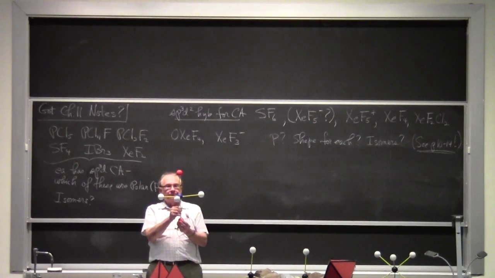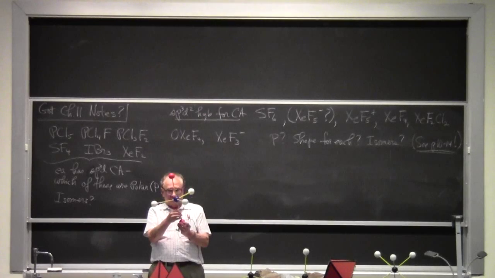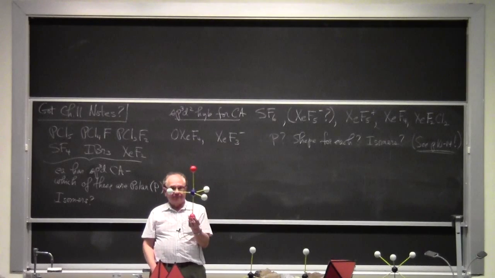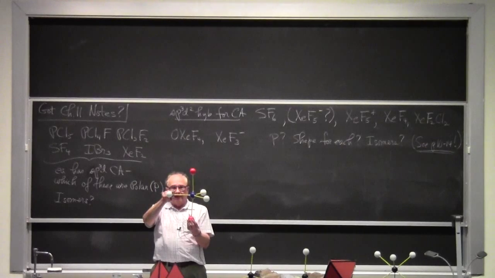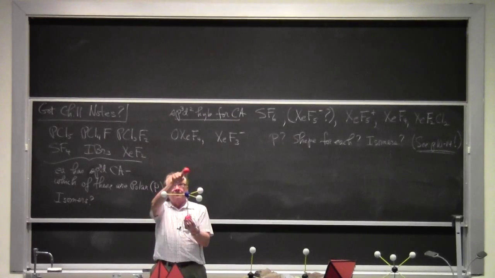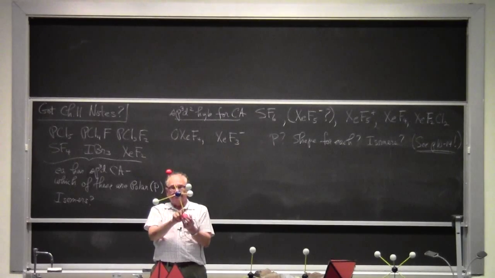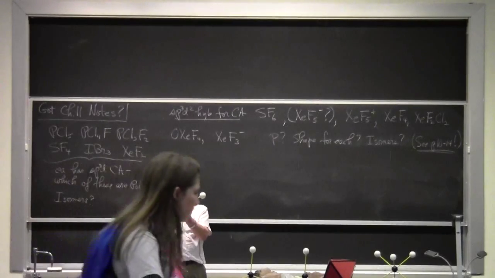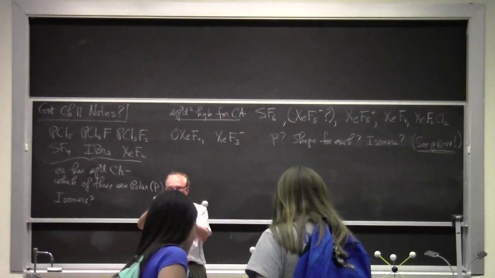Trigonal bipyramidal. Bipyramidal: two pyramids glued together. Trigonal because there are three principal angles: 90 degrees, 180 degrees, and if I hold the model this way, 120 degrees.